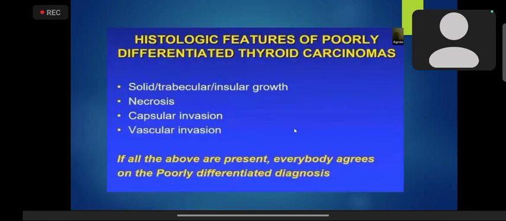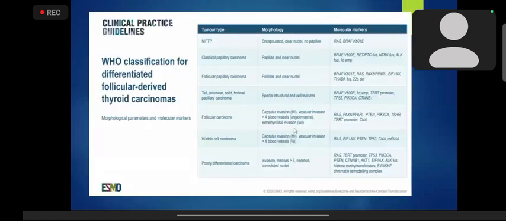Histological features of poorly differentiated carcinoma are a solid trabecular insular growth pattern, necrosis, capsular invasion and vascular invasion. If all of the above are present, then we can say poorly differentiated. This table is based on the 2017 WHO classification, in which poorly differentiated carcinoma morphology includes invasion, mitosis more than 3, necrosis and convoluted nuclei.